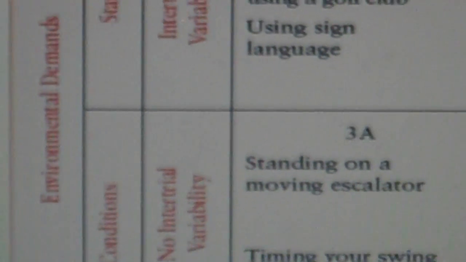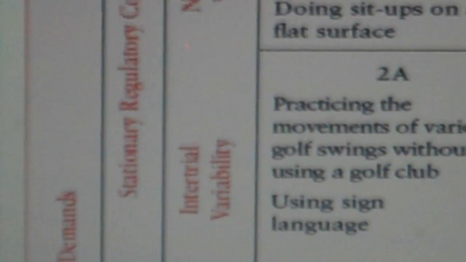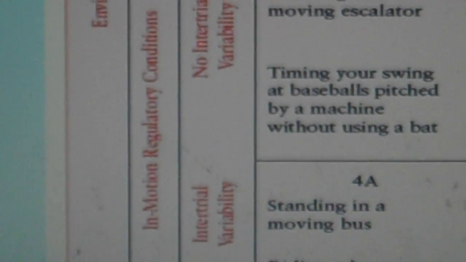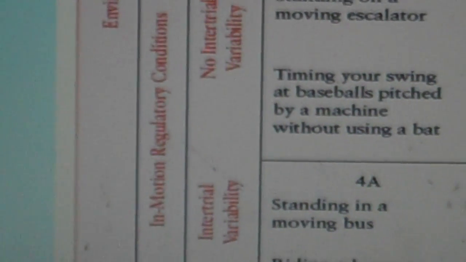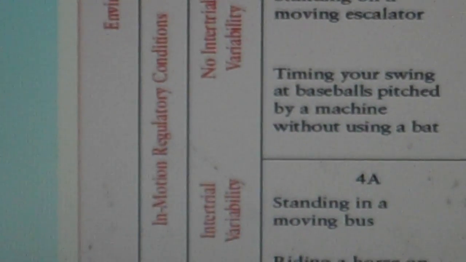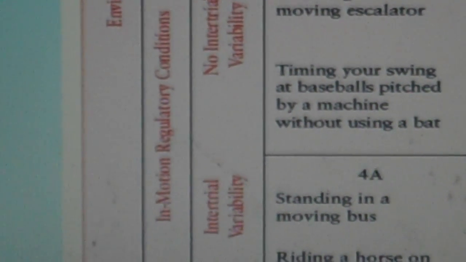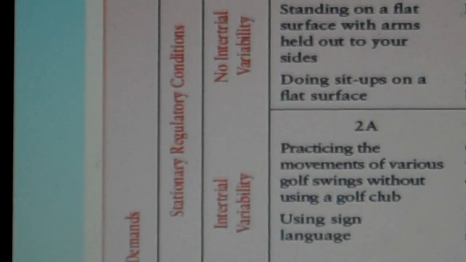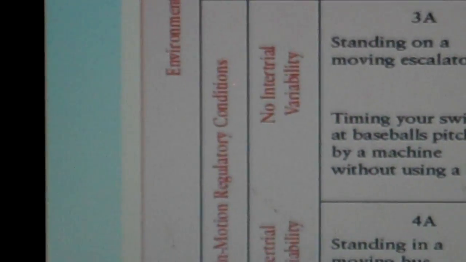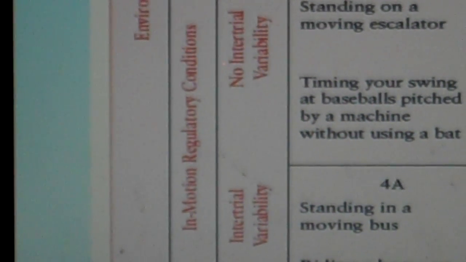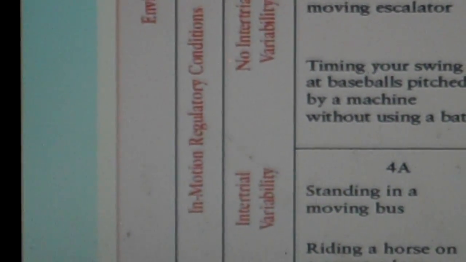In other words, what are the demands of the environment? The first two categories are stationary regulatory conditions and in-motion regulatory conditions. These refer to the environment in which we are doing the task. Is it in motion? In other words, are there people or objects in motion in that environment? Or is it stationary? Another point of clarification, we're generally referring here to things that might interfere with or affect our ability to perform the skill.